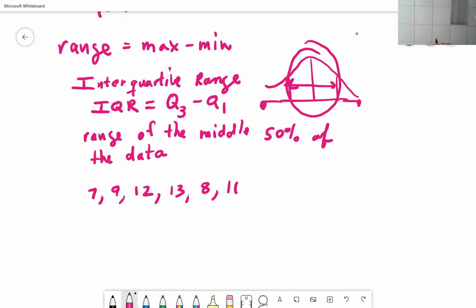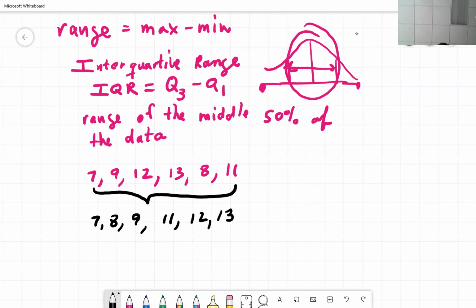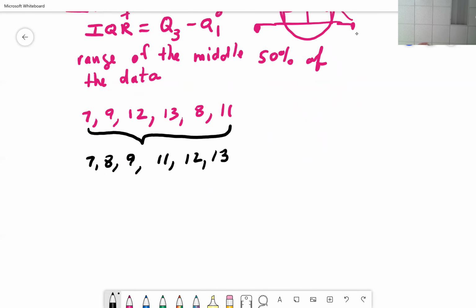Okay, so we have some numbers there. The first thing you need to do to find quartiles is put the numbers in order. Are those numbers in order? So let's go ahead and put them in order: 7, 8, 9, 11, 12, and 13. Agreed? Now, how many numbers do we have there? 6. So that's even, right?